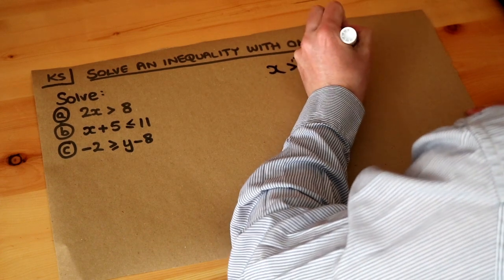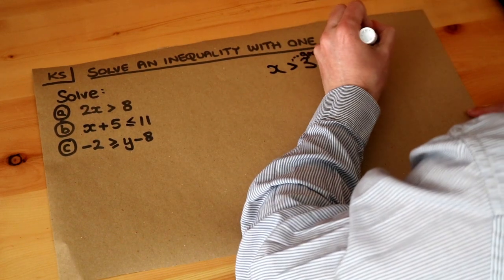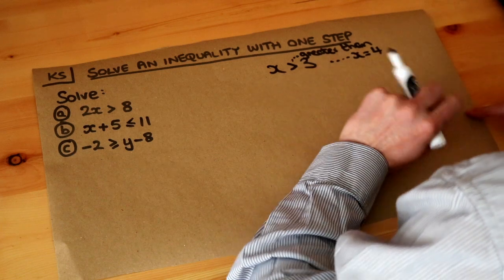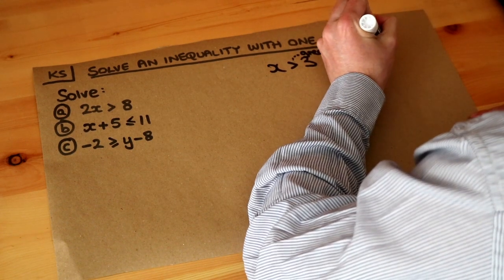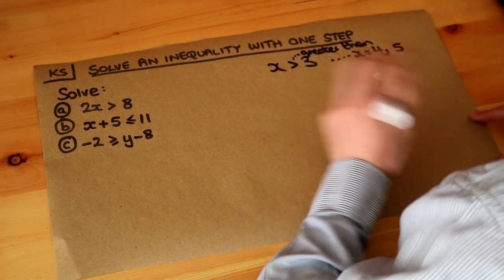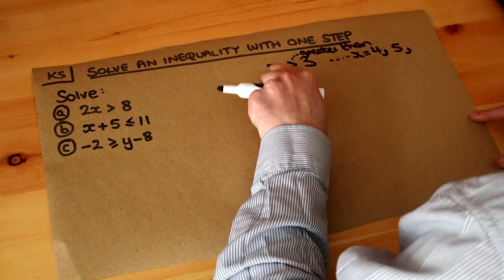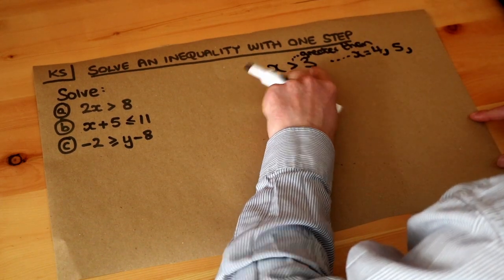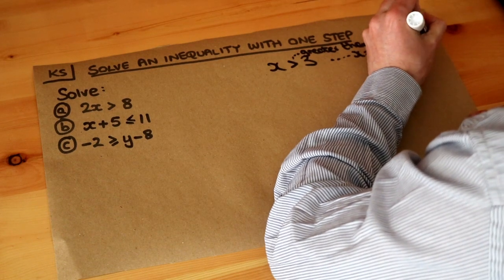So for example, x could be 4, because 4 is a bigger number than 3, it's greater than 3. X could be 5. 5 is greater than 3. You could even have decimals. So, for example, 4.1 is greater than 3. It's a bigger number than 3. So we could have 4.1.